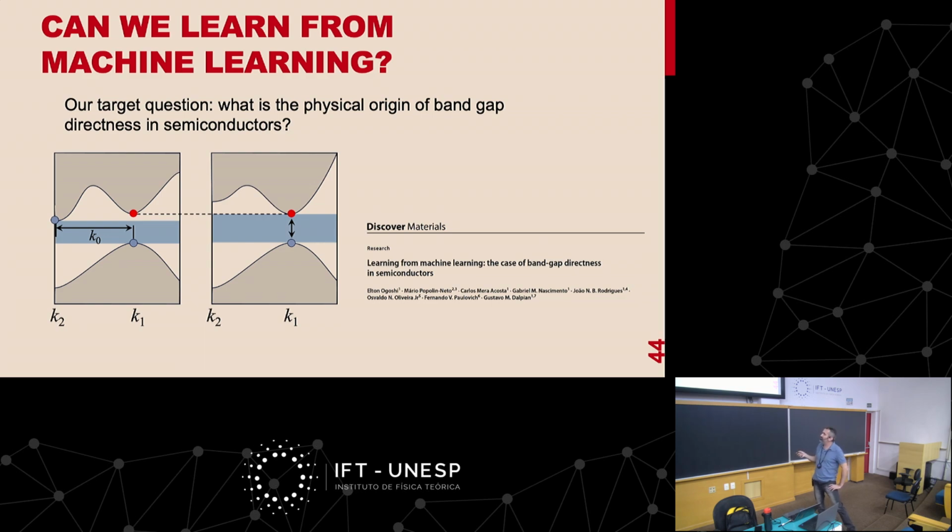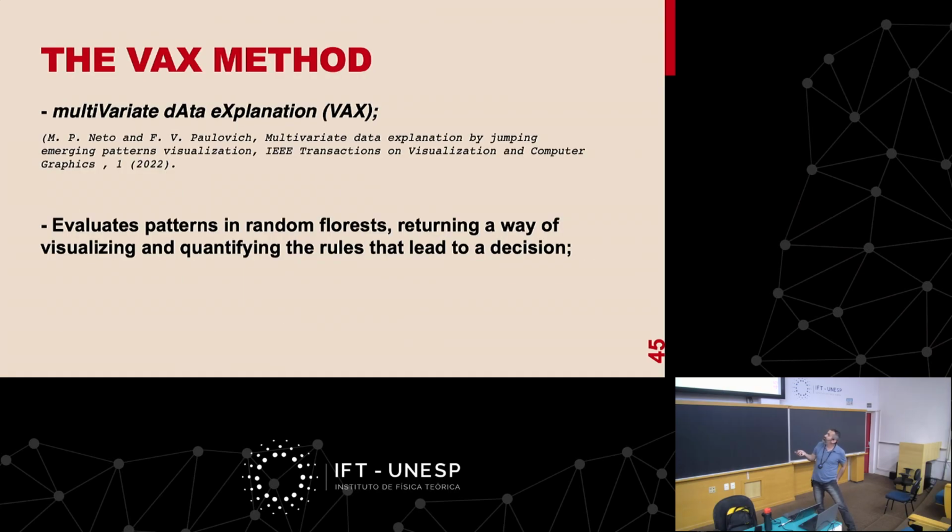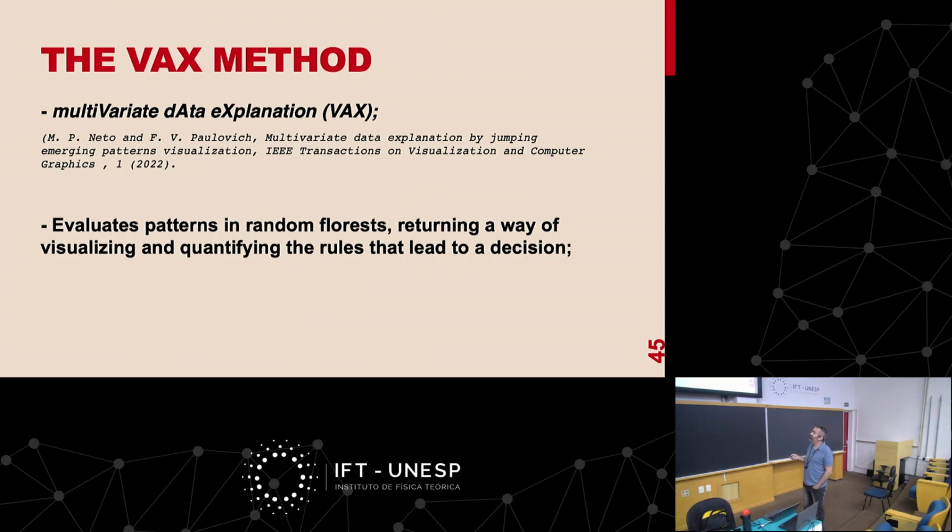And this paper was published with people from computer science. Most times we ourselves use the methods, the algorithms. Here it was different. Mario and Fernando, they are from computer science, and they developed this method called the VAX method. That is a way to analyze and try to interpret data from machine learning, okay? And basically what it does is it evaluates patterns in random forests and tries to learn new physics from it.